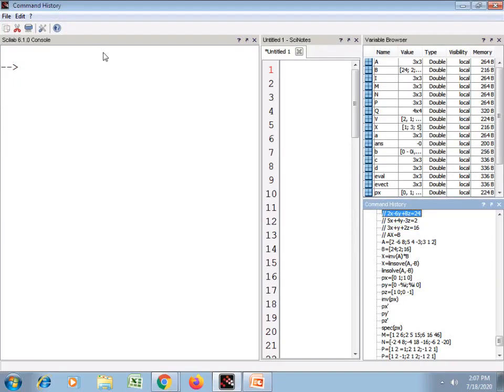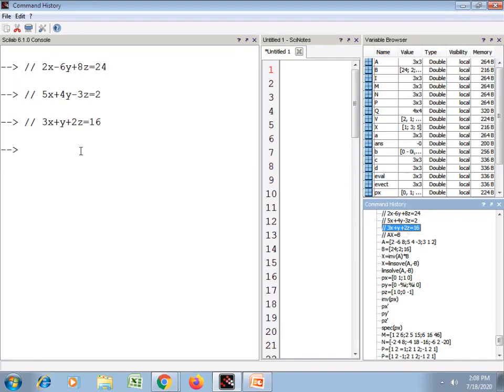So now we move on to solving linear equations. For example, we take three linear equations. 2x minus 6y plus 8z equal to 24 is the first equation. Then 5x plus 4y minus 3z equal to 2 is the second linear equation. And 3x plus y plus 2z equal to 16 is the third linear equation. Solving these three linear equations means we have to obtain the values of x, y and z from these three linear equations.